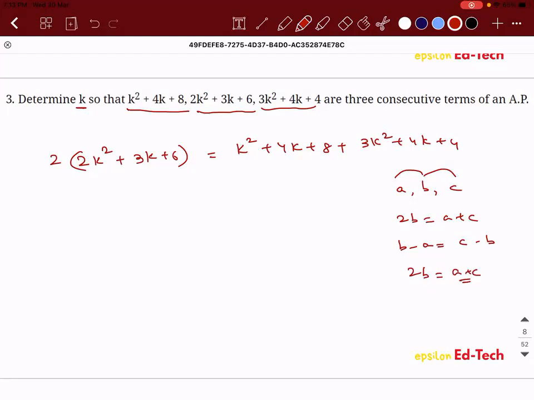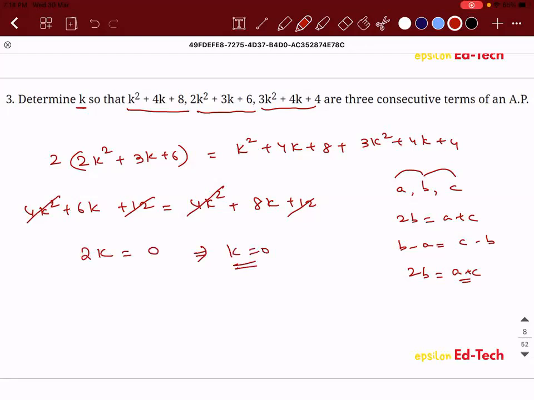Taking that into consideration, we have 4K square plus 6K plus 12 is equal to 4K square plus 8K plus 12. Cancel it. 4K square gone. So 2K is equal to 0, which implies K will be equal to 0. Only then they are in AP. So K is equal to 0 will be the condition. Okay, next.